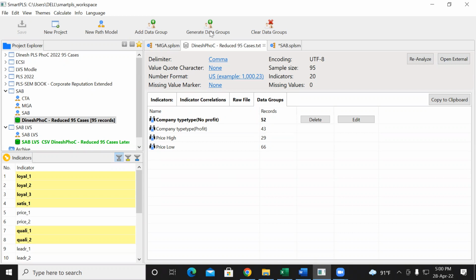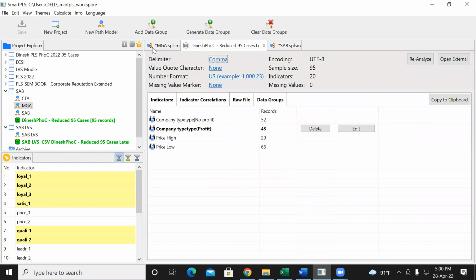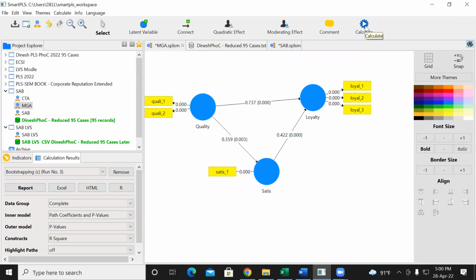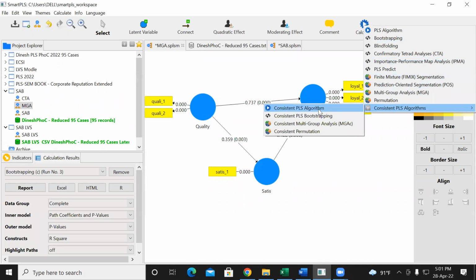Okay. So many groups you can create. You can generate from existing groups, or you can add data group from existing one, creating from different logics, right? You can leisurely try this one. Now I have created. That is also done. Now I go to my particular model. Initially, I went to data sheet and added groups. Now I go to my model. Now I go to calculate and simply go to consistent one. I run PLS algorithm as usual, right?